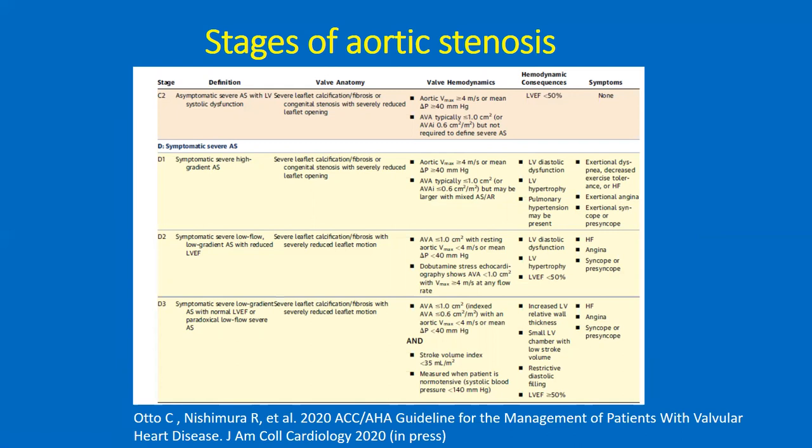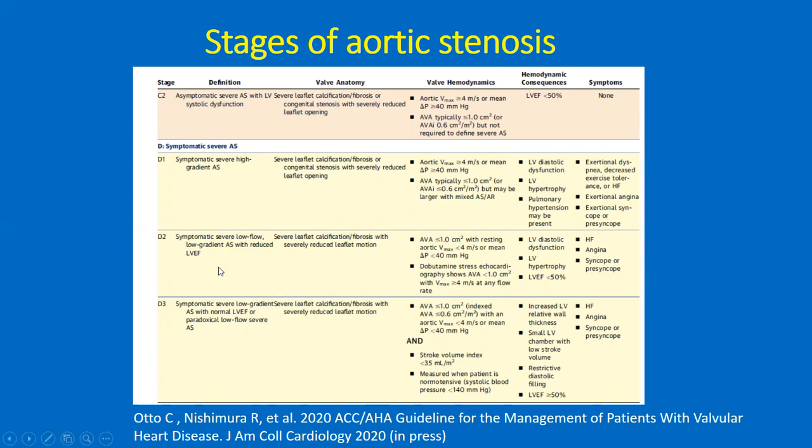These patients, in addition to left ventricular diastolic dysfunction and left ventricular hypertrophy, can have pulmonary hypertension, and they are already symptomatic with exertional dyspnea, decreased exercise tolerance, exertional angina, or exertional syncope.